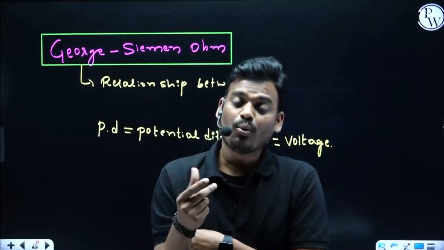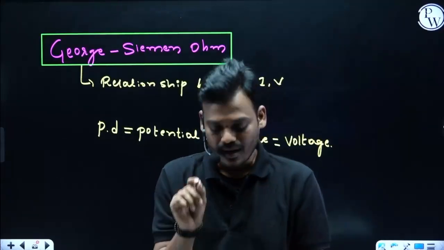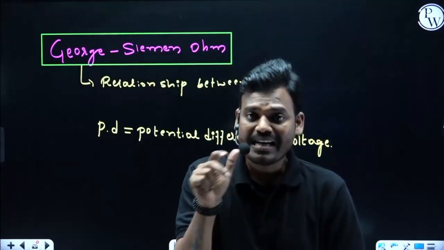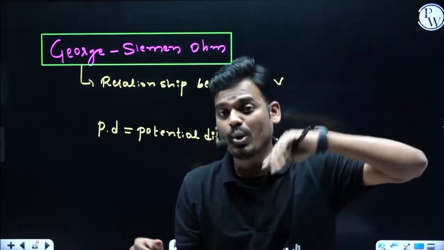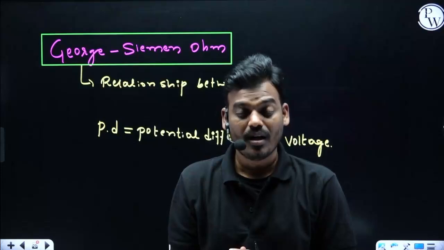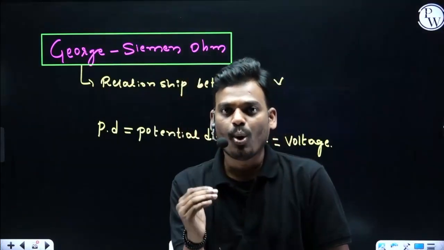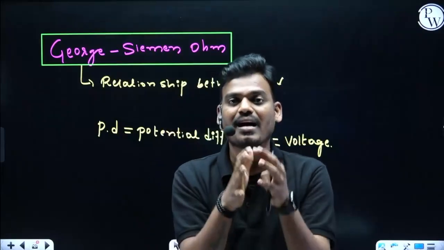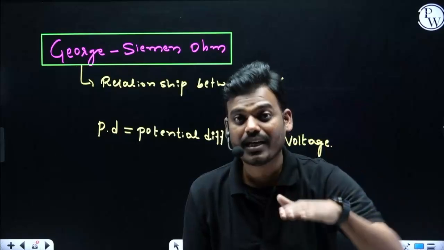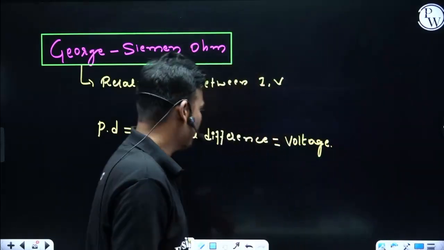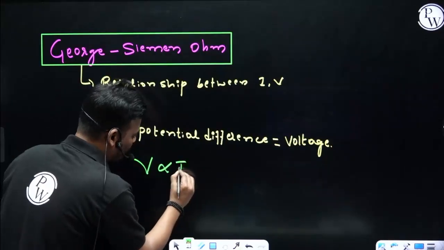How do you know whether he is increasing or decreasing? By using a voltmeter. Whenever he increased the potential difference across the ends of a conductor, the current flowing through the conductor also increased. In the third step, George Simon Ohm decreased the potential difference across the ends of a conductor. What happened to the current? It decreased. He concluded that potential difference is directly proportional to the current.